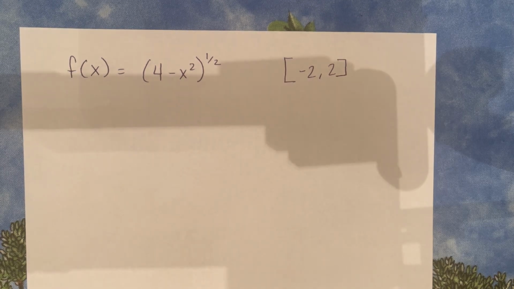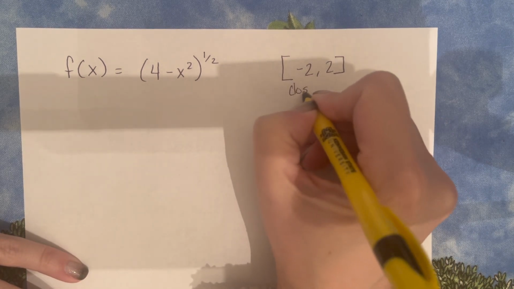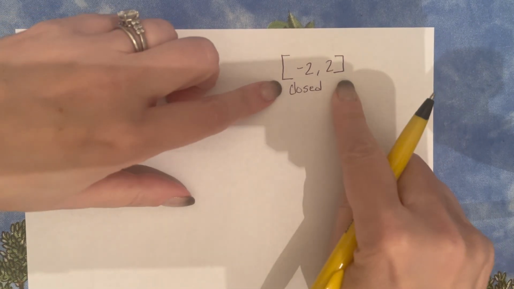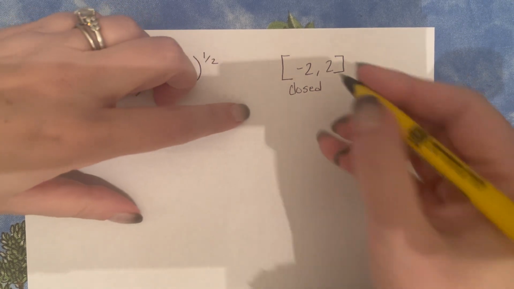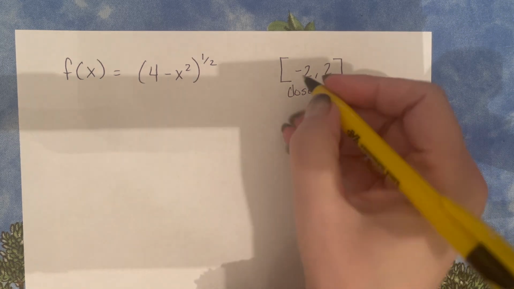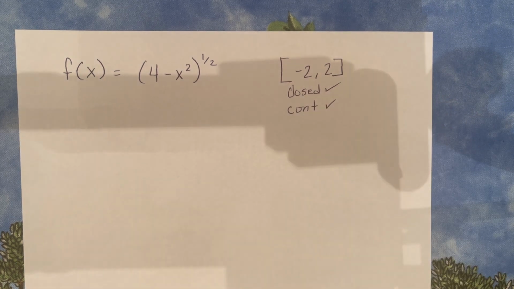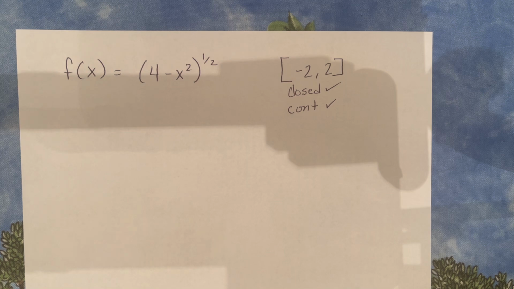Now, as I mentioned previously, you need to check to make sure it's closed and continuous. The closed should be pretty obvious. I mean, it's got brackets on either end, that makes it closed. Check. Continuous, how you're going to test that? You're going to go and graph it on your calculator and see that it is continuous. What does continuous mean? No holes, no gaps, no breaks. In other words, no asymptotes, no holes, everything works.